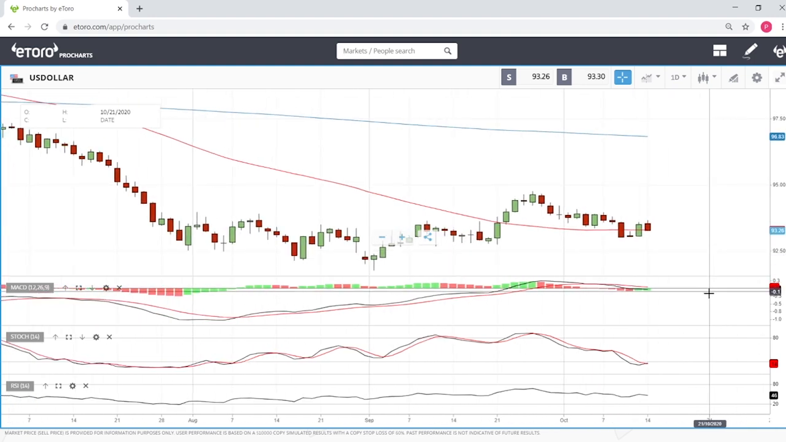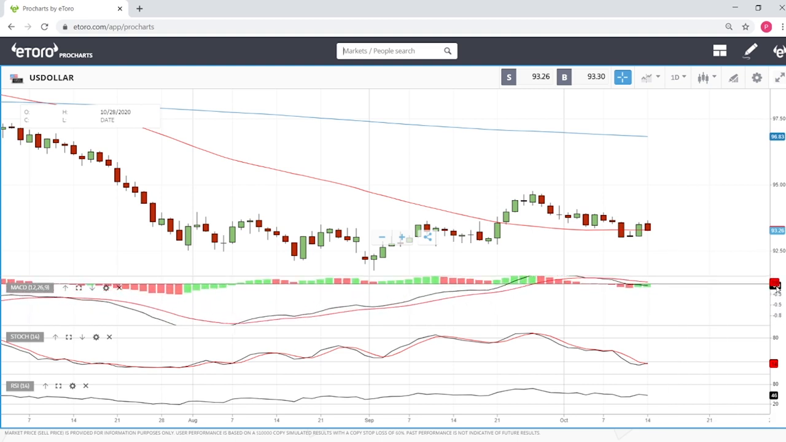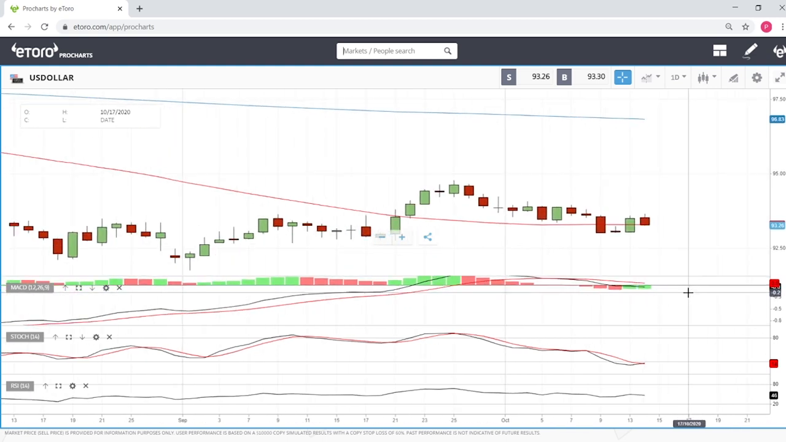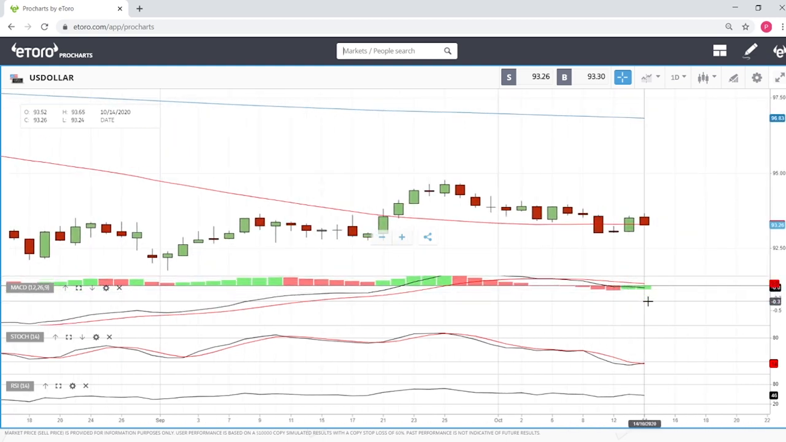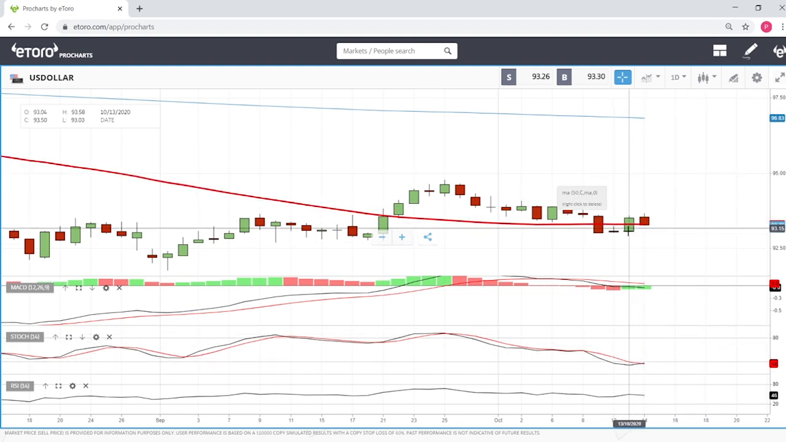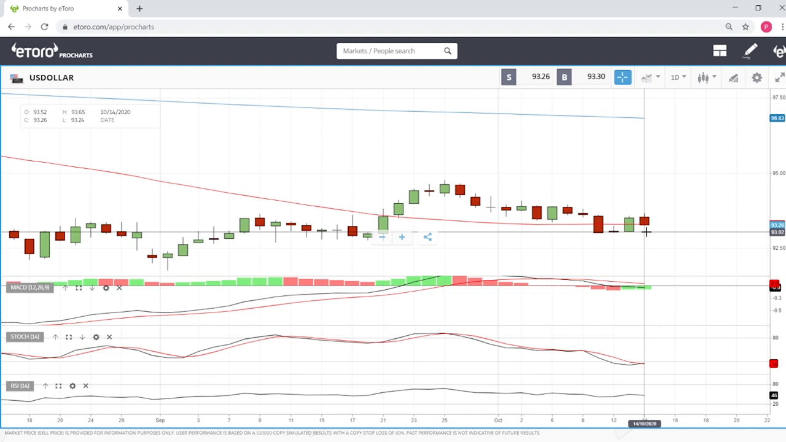If you look at the technical indicators for the US dollar, we can see that the MACD is trading underneath the signal line. We can also see that the stochastic has crossed the signal line. It was expected for the US dollar to increase further. However, we broke down.